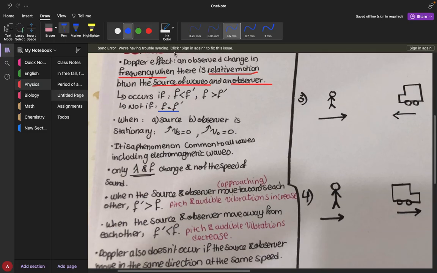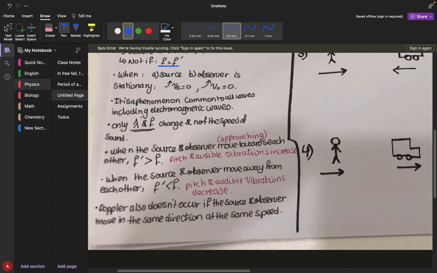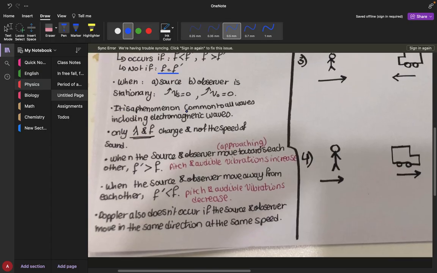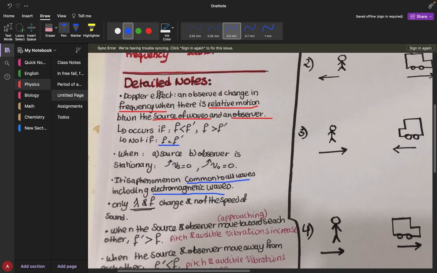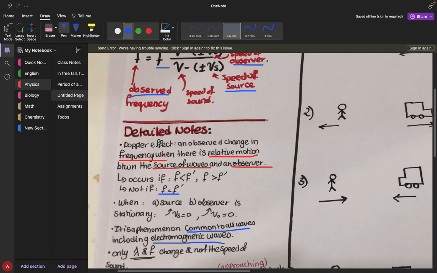By the way, Doppler is also a phenomenon common to all waves, including electromagnetic waves. So do not think that it's just for mechanical waves. No, it's not bound only to mechanical waves. It is common to electromagnetic waves as well, for example, visible light. All right. Hold on. So I mentioned that it occurs when these are happening, and doesn't occur if these are happening.